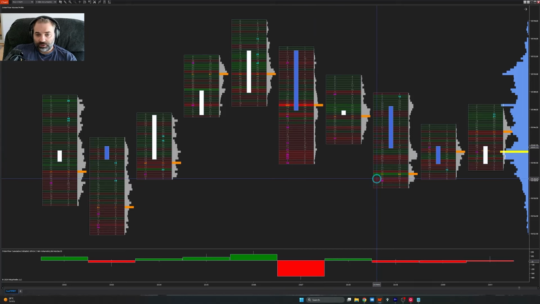The first one is absorption, arguably the most important thing that you're going to be looking at when we're talking about a chart in terms of footprints, and stacked imbalances, one of the most important things.